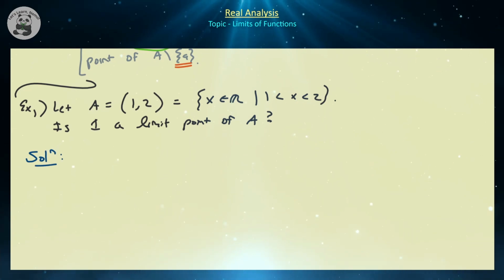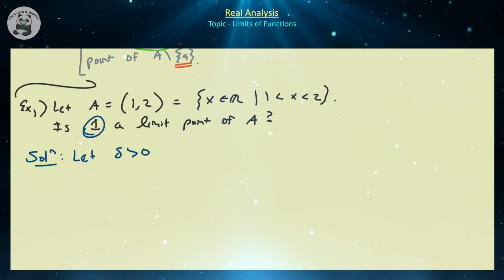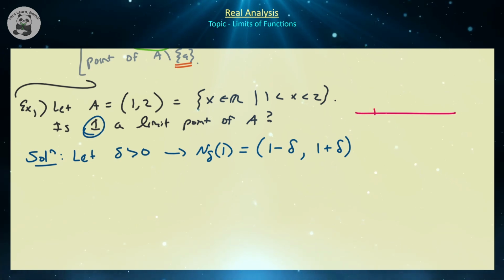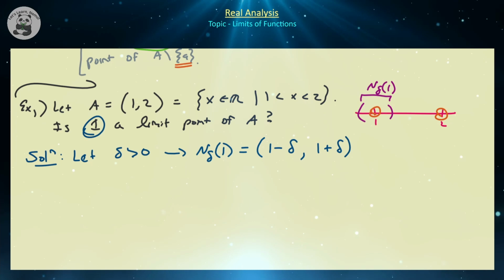Let's do a quick solution for this. We're going to let delta be greater than 0, and build a neighborhood around 1. We look at the neighborhood of radius delta around 1, which is going to be equal to (1 minus delta, 1 plus delta). Let's draw a little picture here. What does (1, 2) look like? 1 is here, 2 is here, and these are open endpoints. We're going to build a neighborhood around this point. This region is our N delta of 1, and there has to exist at least one point of A in this neighborhood in order for this to be considered a limit point.